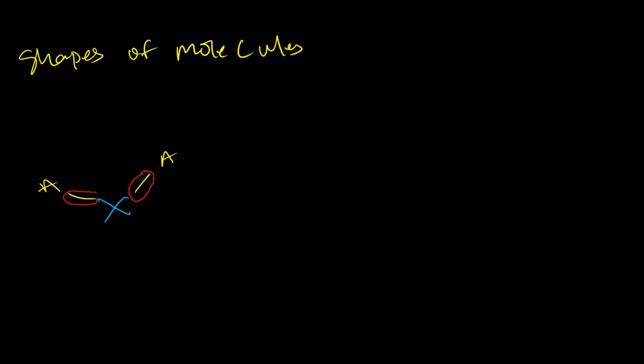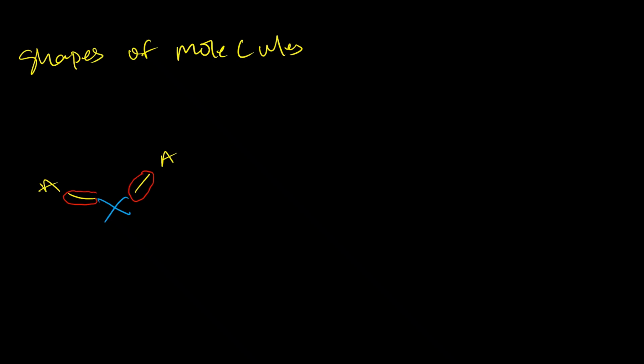Now, the number of these paired bonded electrons determines the shape of molecules because naturally the paired bonded electrons exert force of repulsion between themselves to the maximum. So naturally they tend to experience maximum force of repulsion. So that determines the shape of the molecule.